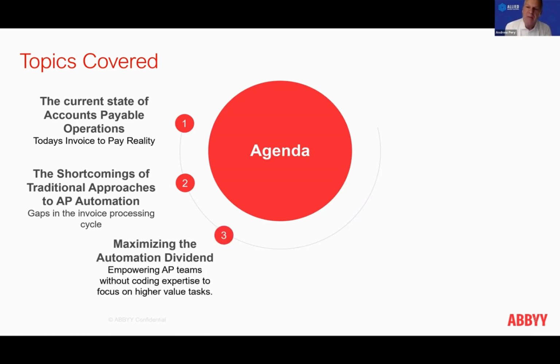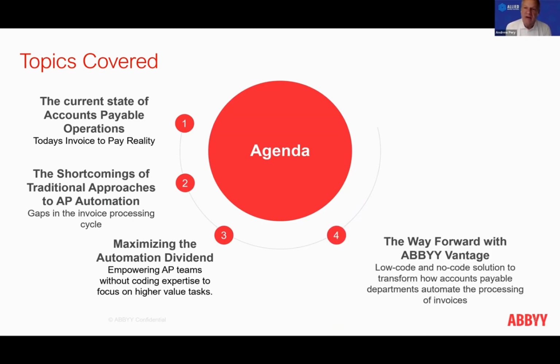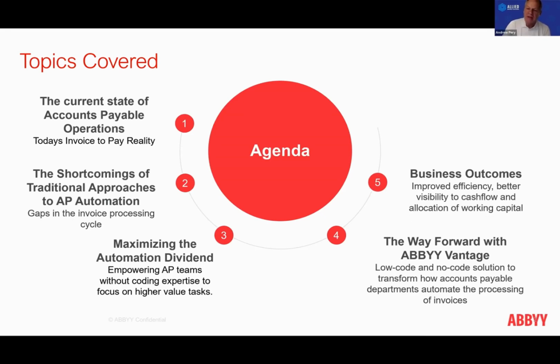And looking at more transformative ways in which accounts payable solutions could be implemented, providing organizations with a faster time to value and faster time to implementation of accounts payable solutions. And then we'll talk about Vantage, which is a transformative platform to help you accelerate the implementation of accounts payable, and then talk about the business outcomes, and finally, to conclude on the value of the business partnership between Allied Business Solutions and Abby. So let's get started on the first topic.